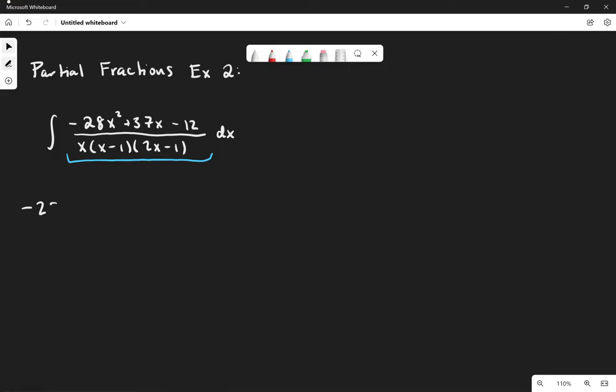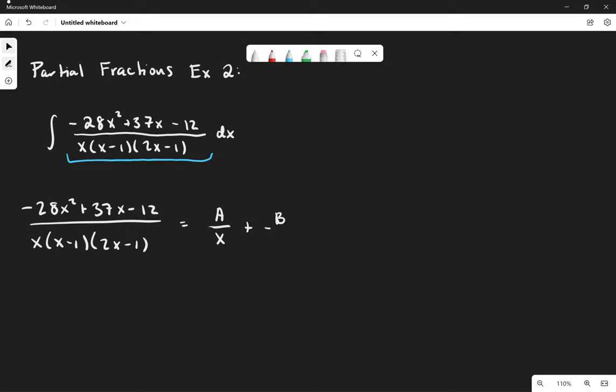So I'll rewrite it all out. I know what form I want it to be in. It'll be a over x plus b over x minus 1 plus c over 2x minus 1. Just like before, I'm going to clear all of these fractions. On the left-hand side, I just get this big quadratic.